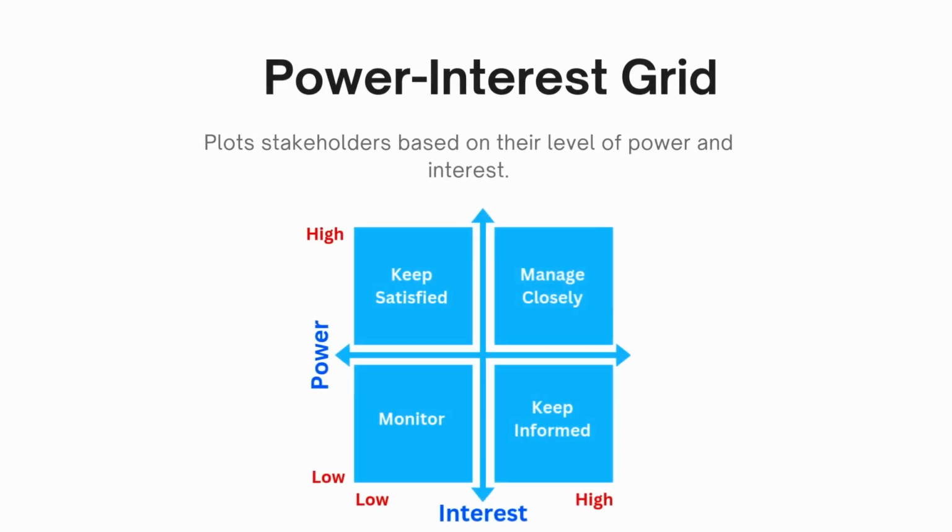The third stakeholder analysis tool is something called the Power Interest Grid. Now, don't worry too much about what this looks like because I will be creating additional videos to explain how to create this stakeholder analysis tool and how to use it. But basically what this tool does, it helps to plot the stakeholders based on their level of power in the project as well as their level of interest. So you can quickly identify which stakeholders you want to manage closely, keep satisfied, keep informed, or monitor throughout the project.